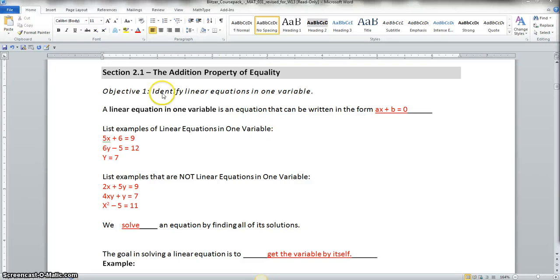Hello class, we're about to start section 2.1, the addition property of equality. Okay, we have objective 1, identify linear equations in one variable.